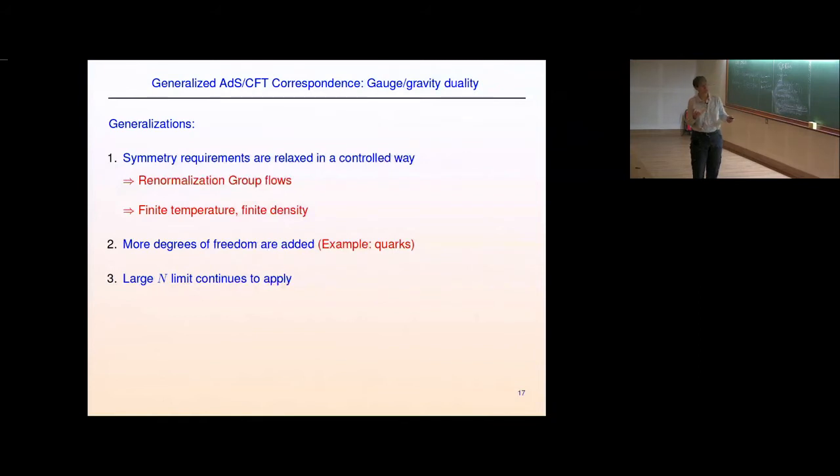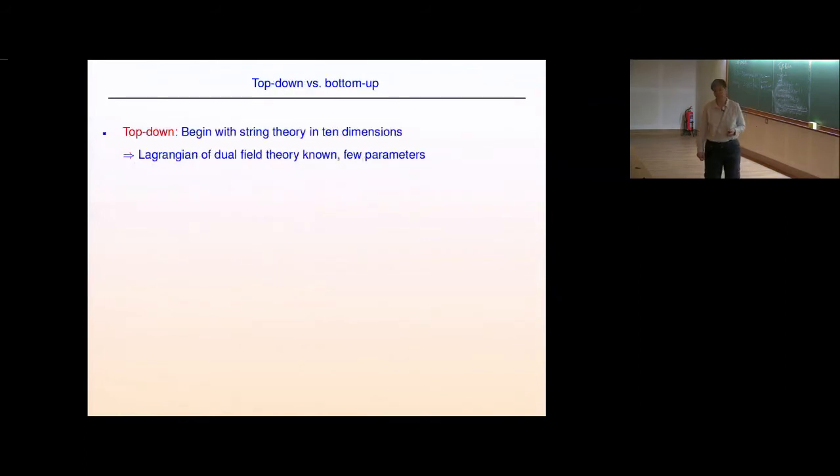Then something I'm really going to discuss in some detail is that we can add more degrees of freedom, for instance, quarks. So the original theory only has gluons if you want, but we also want to study quarks, especially if we want to consider mesons. And as I already said, the thing which we can't really change is that this large N limit continues to apply. So we can't really have an SU(3) gauge theory in this context.